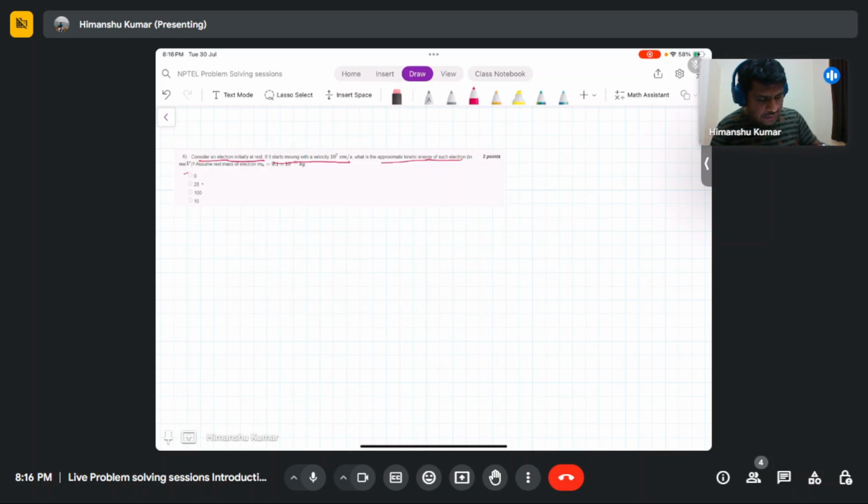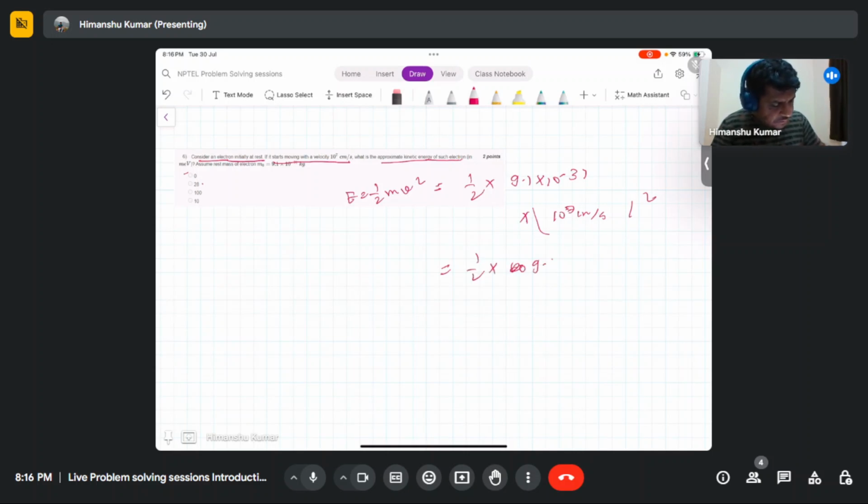So you can calculate energy as half of mv square, with the mass being 9.1 into 10 power minus 31 times the velocity square, 10 to the power 7 centimeter per second square. So this will become 9.1 into 10 power minus 31 multiplied by 10 power 5 meter per second, and this will become 1.6 into 10 power minus 19 electron volt.